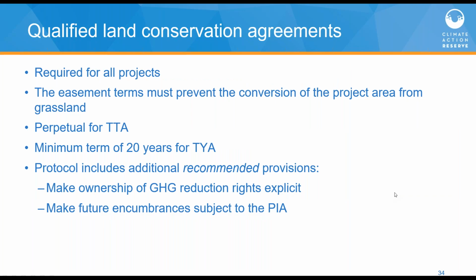To be a qualified land conservation agreement, essentially it needs to prevent the conversion of the project area from grassland. So it needs to maintain that grassland land cover in an enforceable way. The minimum term here is 20 years if you're going to use the ton-year accounting. We do have some recommended provisions in the protocol, but again, we're flexible. We understand most land trusts and conservation organizations already have ways that they like to structure their easements. So we don't want to completely change the way the legal part of this has to happen.